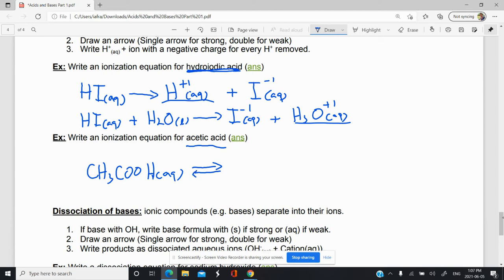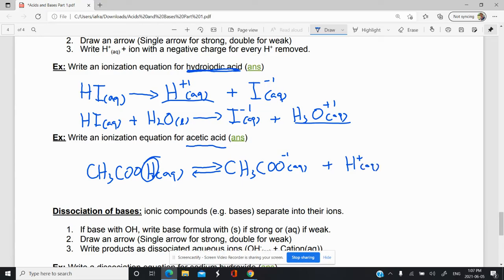I'd remove one of the H's. The one at the end is the one people usually remove. That's the one that would be the acidic H there. So it would become CH3COO. If you remove one H, you become -1. That's AQ still. Plus the H plus in the solution. Now, it's not really H plus, it's actually H3O plus.